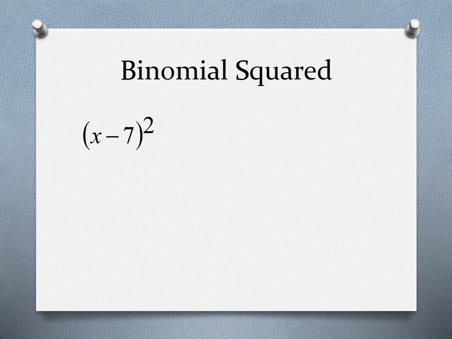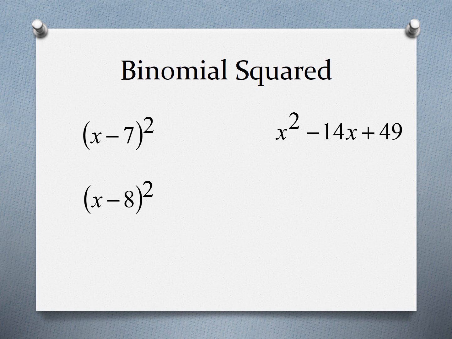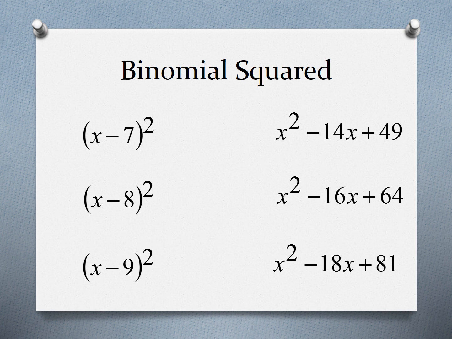Let's look at the difference when we're dealing with the binomial square. We have x minus 7, quantity squared. Same thing. The first term gets squared, the last term gets squared. In the middle, we multiply the x and the 7 by each other, multiply it by 2, but that term is a negative. Same thing with x minus 8, quantity squared. Same thing with x minus 9, quantity squared.